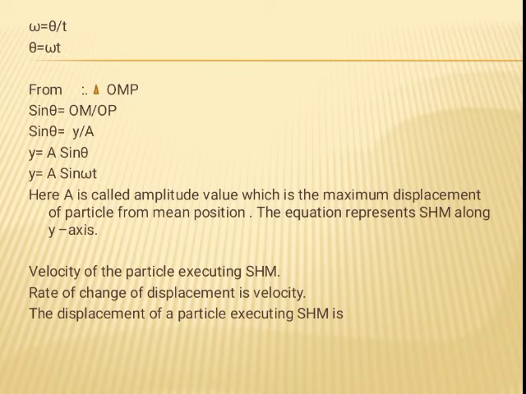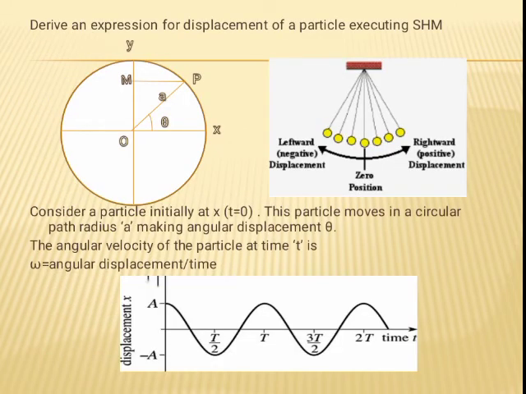So from graph OMP, this is what they have given here, OMP. So I am considering this triangle. Why am I considering it? I am relating both the uniform circular motion as well as simple harmonic motion here. So I would not take this triangle, I would take this triangle.